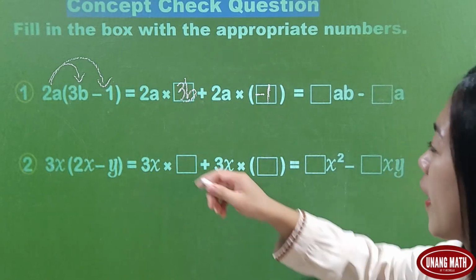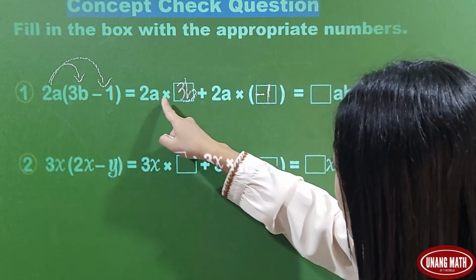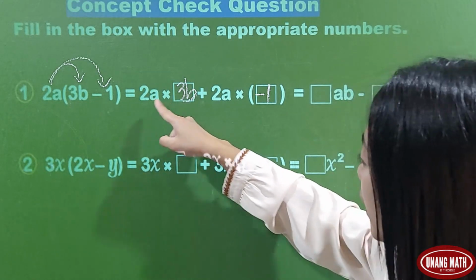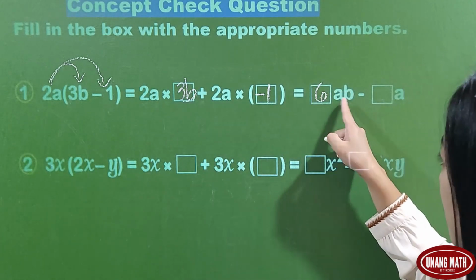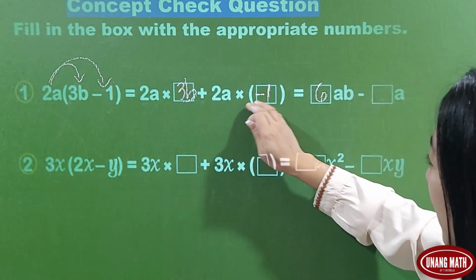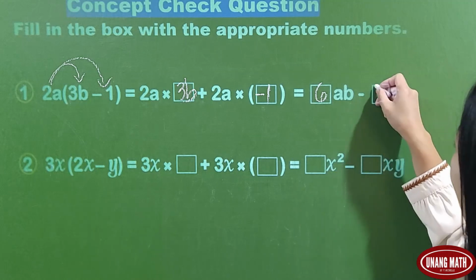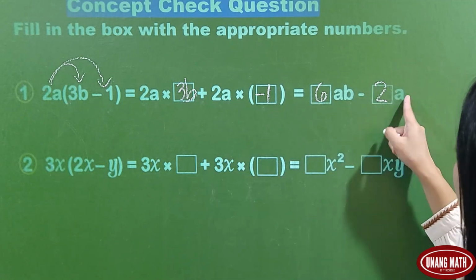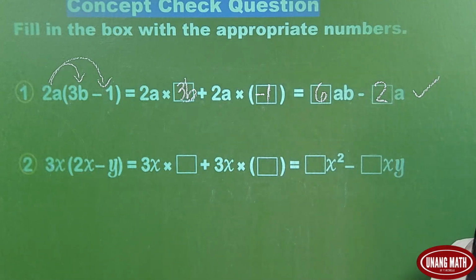If we simplify 2a times 3b, first, the numerical coefficients we need to multiply together. 2 times 3, that would be 6. And then a times b is ab, so we have 6ab. Next would be 2a times negative 1. So 2 times negative 1, that would be negative 2. And then just copy the variable a. So we have 6ab minus 2a.